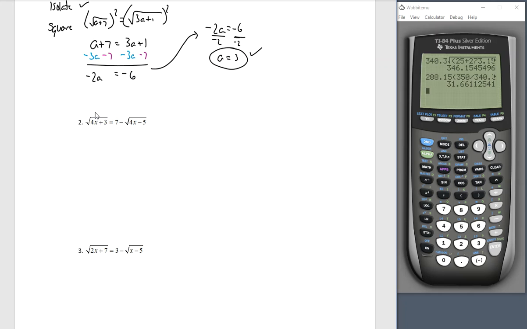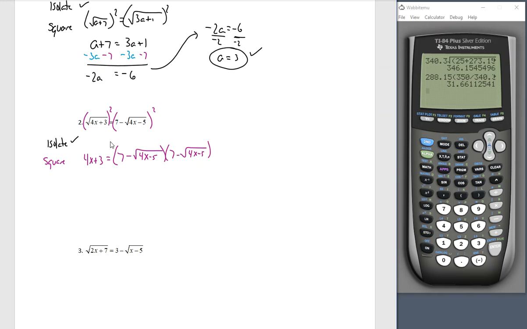Okay, so we have isolated. Isolate's done. So now we're going to square both sides. And when I square the left, no big deal. When I square the right, it's a big deal. On the left, we get 4x plus 3. On the right, we get 7 minus the square root of 4x minus 5 multiplied by itself.